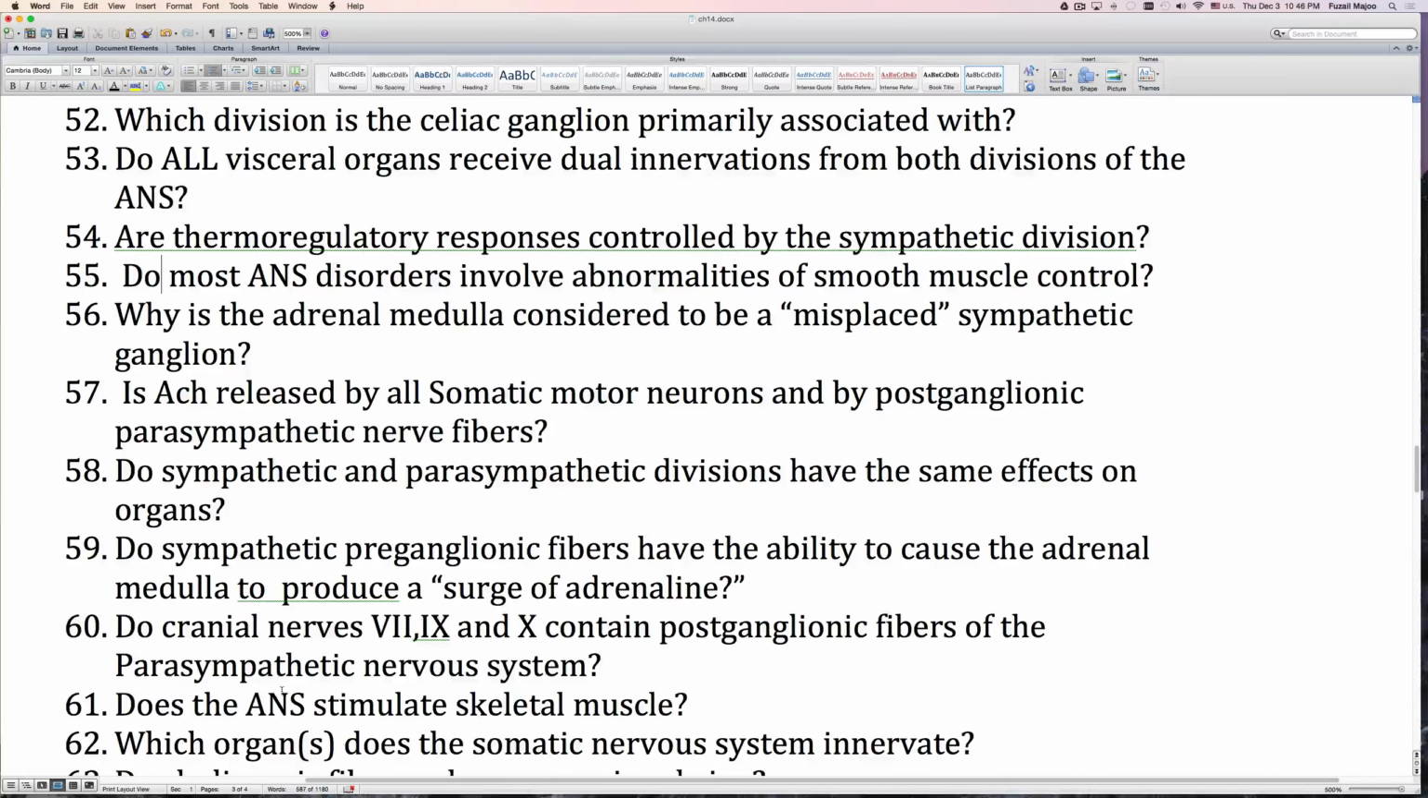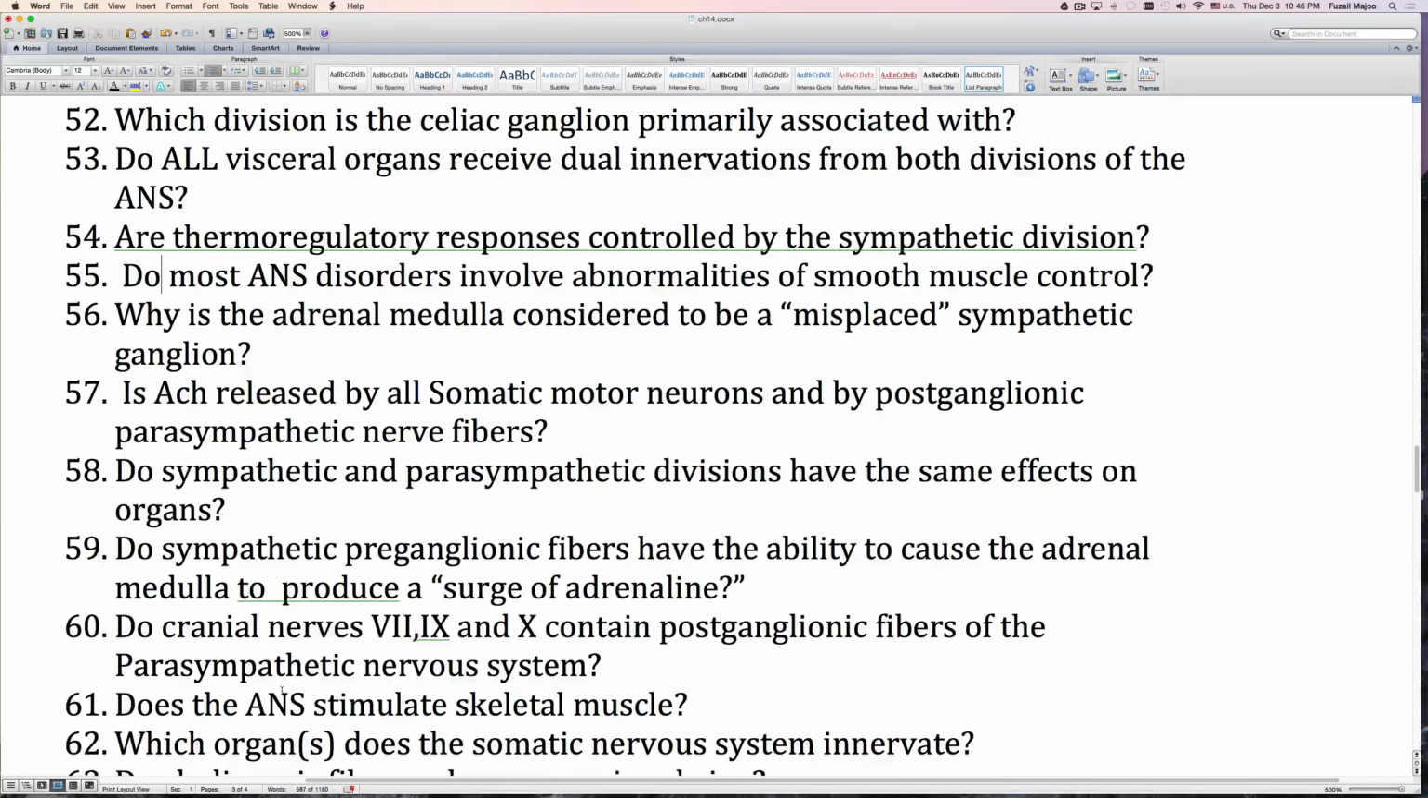Number 62. Which organ or organs does the somatic nervous system innervate? Number 63. Do cholinergic fibers release norepinephrine? Number 64. Are autonomic ganglia motor ganglia?